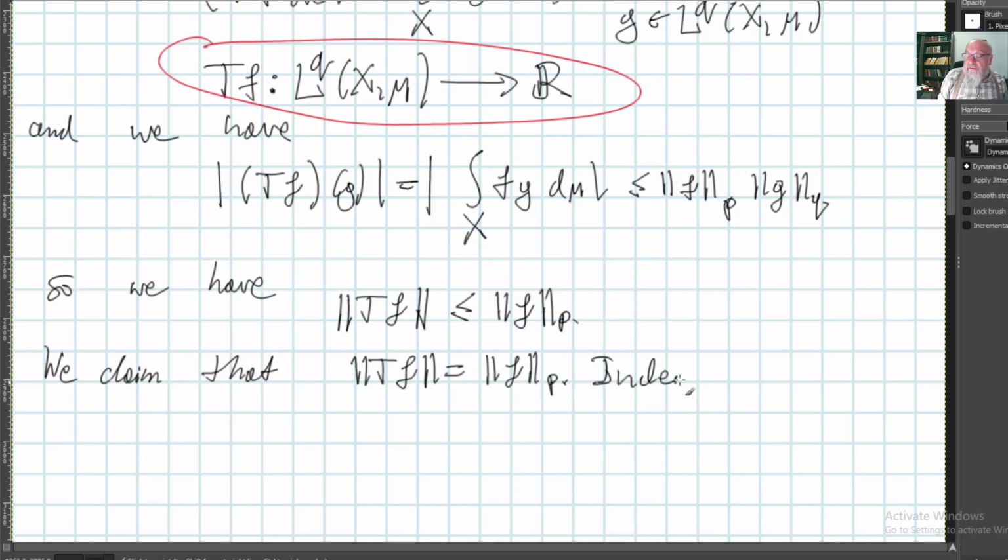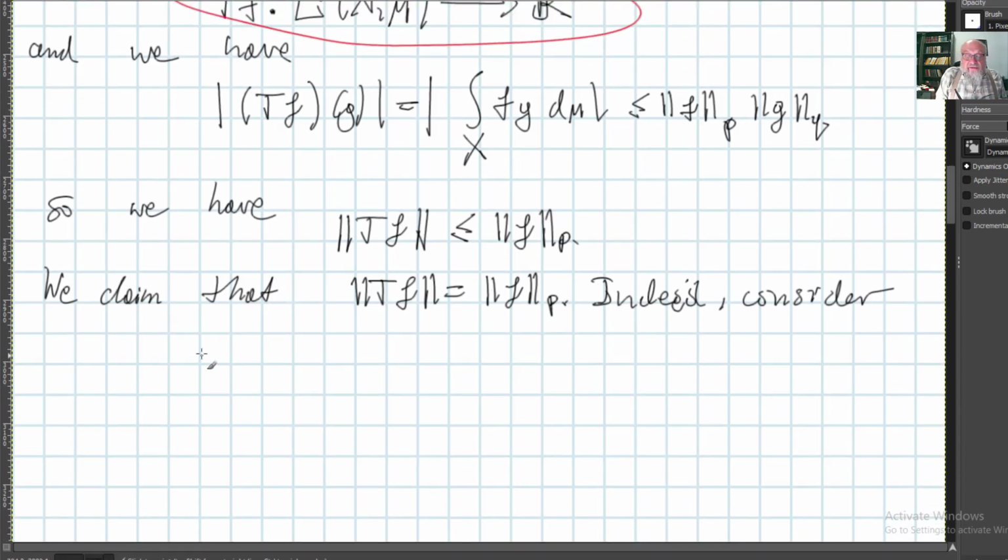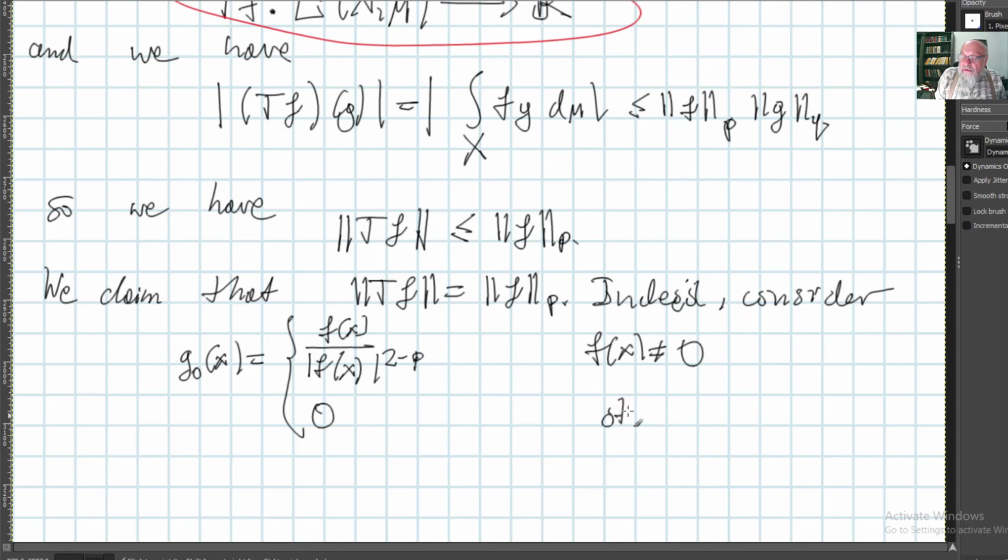Indeed, consider the following function. I take the function g_0 of x and define it using this formula. It will be f of x divided by the absolute value of f of x to the power 2 minus p. Since I'm doing a division here, I will assume this is in the case that the value is non-zero, and 0 otherwise.